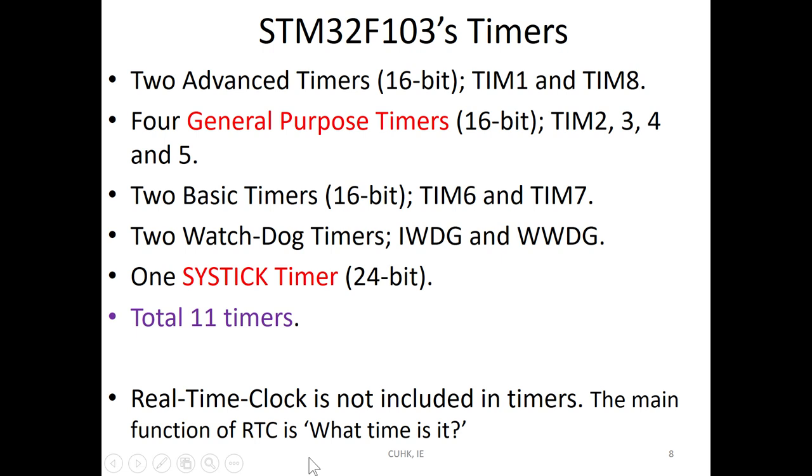This CPU, the 103, has 2 advanced timers, timer 1 and timer 8, then 4 general purpose timers, which we will use, timer 2 to timer 5, 16-bit. Another is 2 basic timers, timer 6 and 7, 16-bit. And two watchdog timers, window watchdog and independent watchdog. Then another timer we will try is the SysTick timer. This is very simple and a 24-bit timer. So altogether we say this is 11 timers.